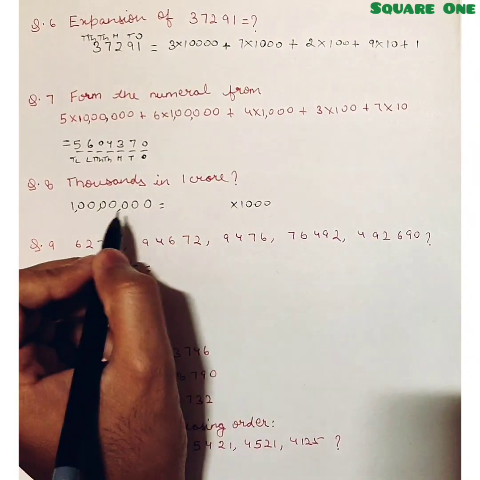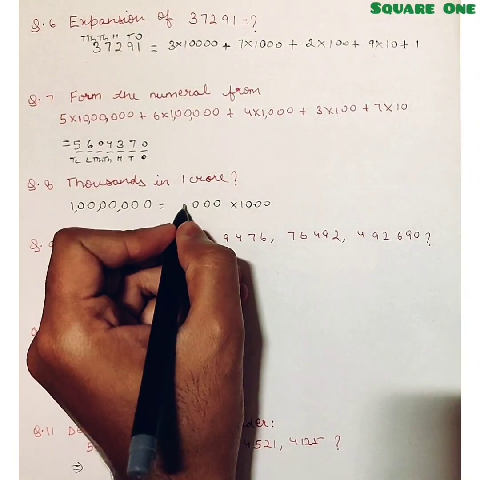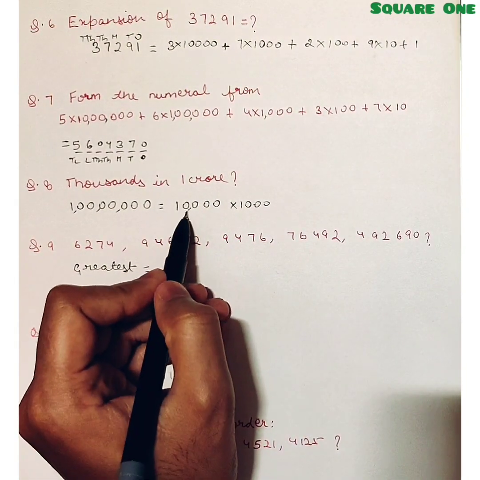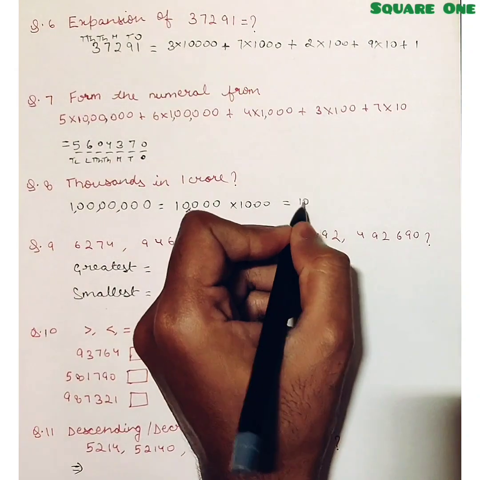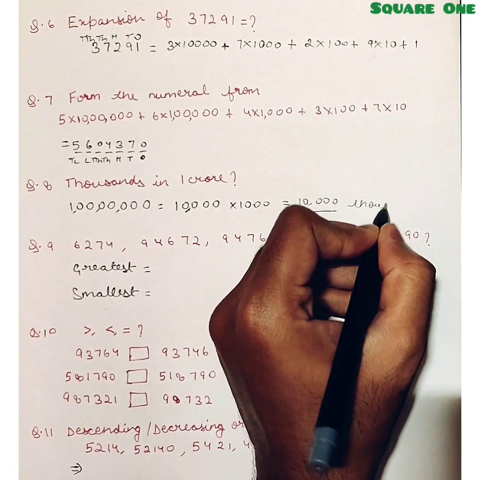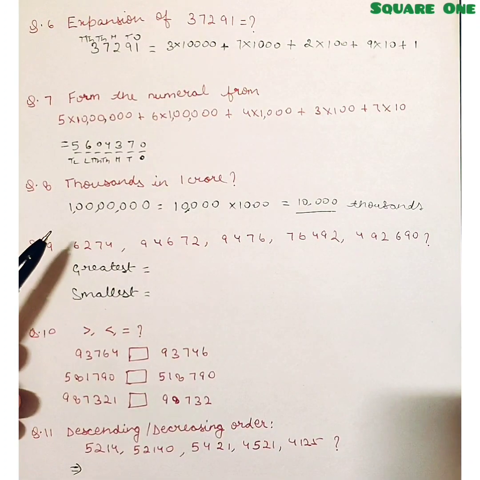And I will write the rest of the zeros in another number. How many zeros are left? There are 4 zeros left. So I will write the other number here, which is 10,000. So I can say that there are 10,000 thousands in 1 crore.